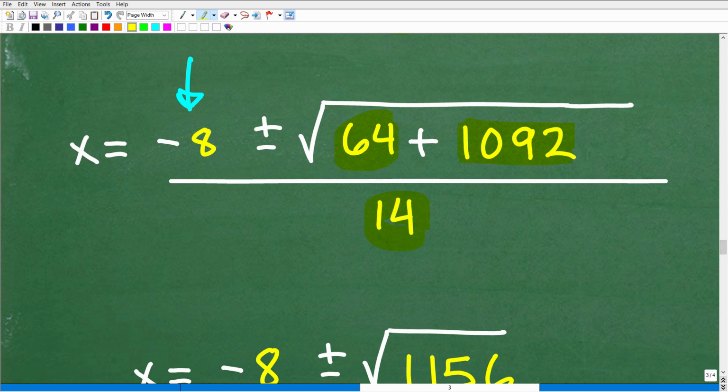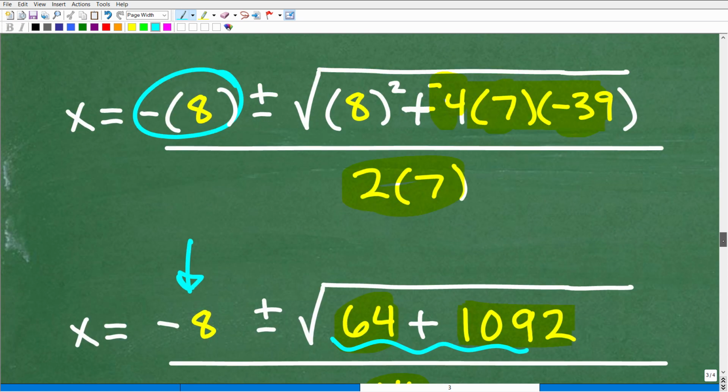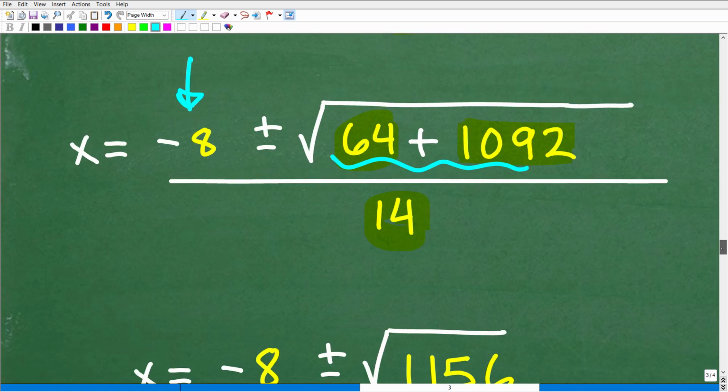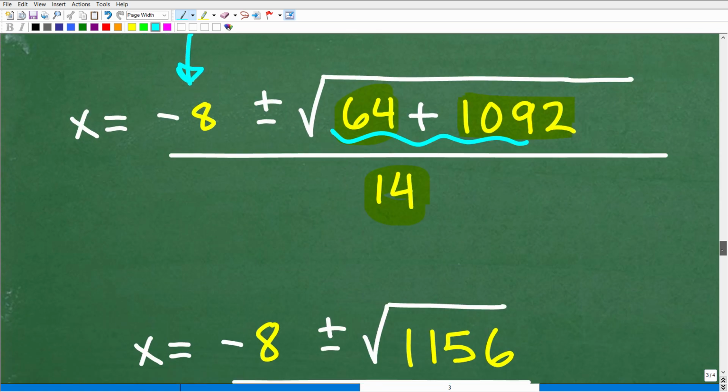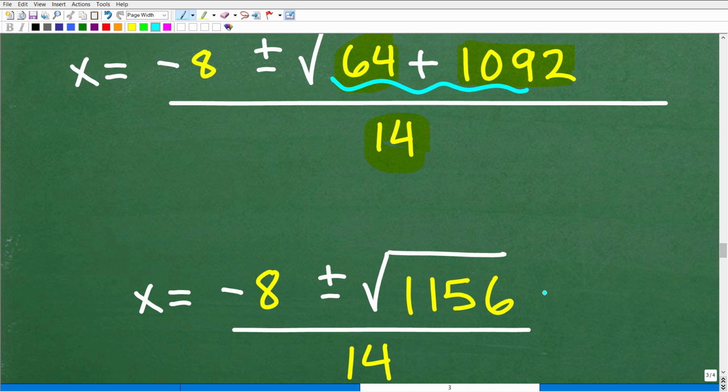All right, so here is where we're at. So now we need to continue to clean up underneath the square root. So 64 plus 1092. Did I say 1092? I don't know if I did or not. But anyways, there it is, 1092. So 64 plus 1092 gives us 1156.